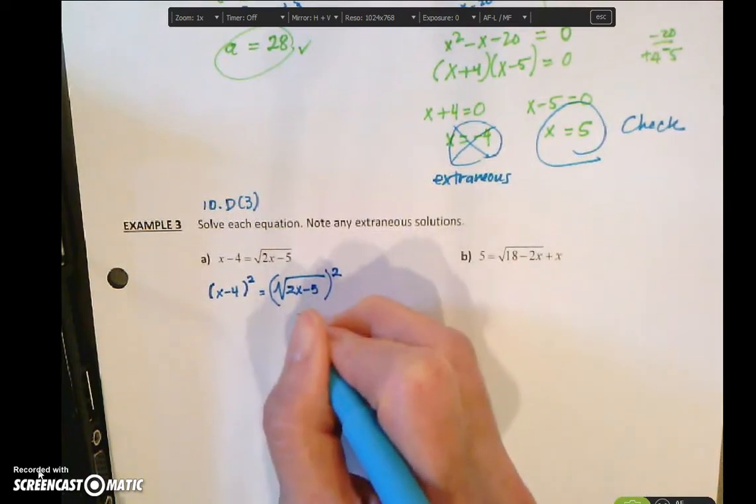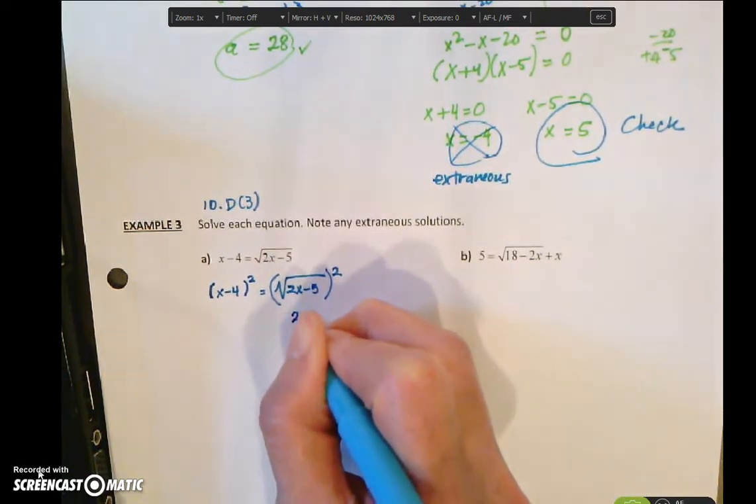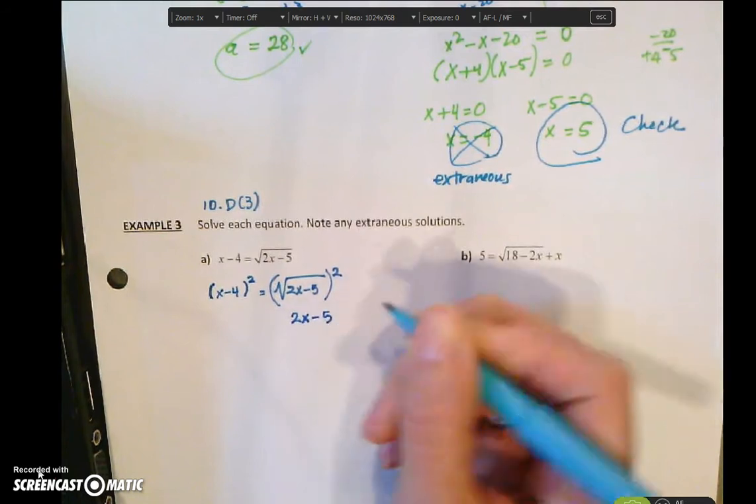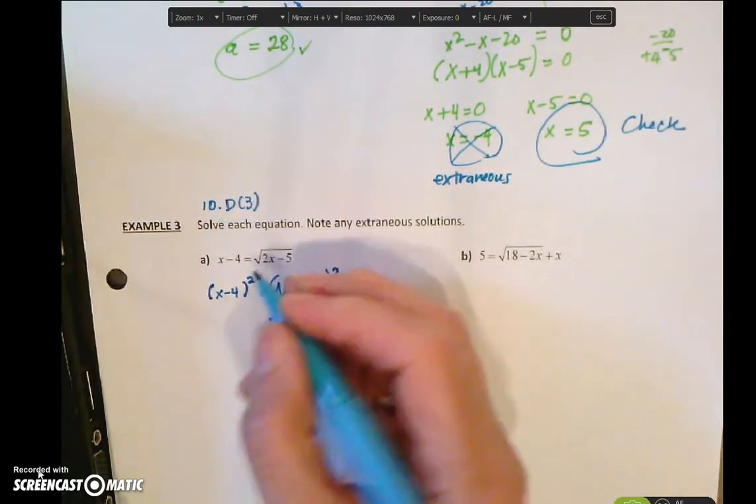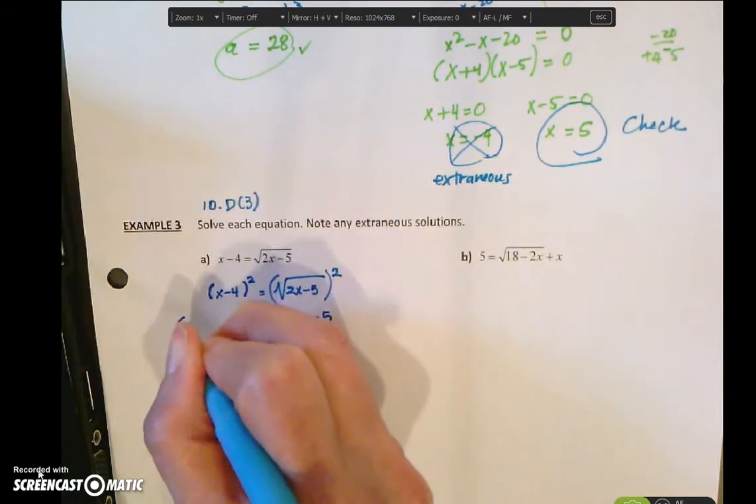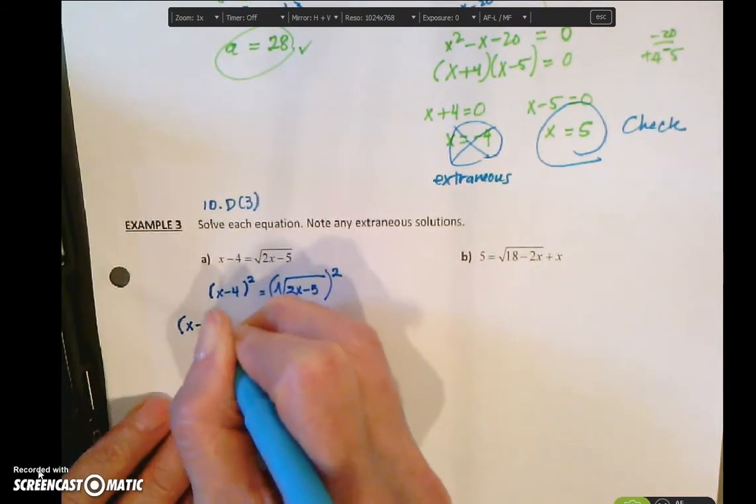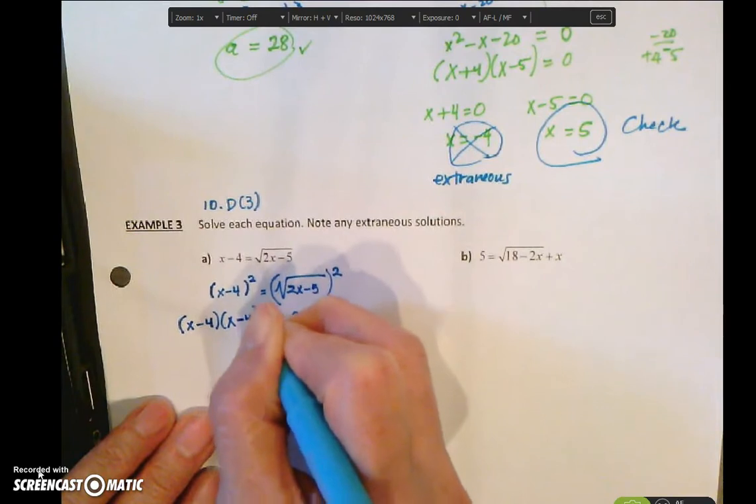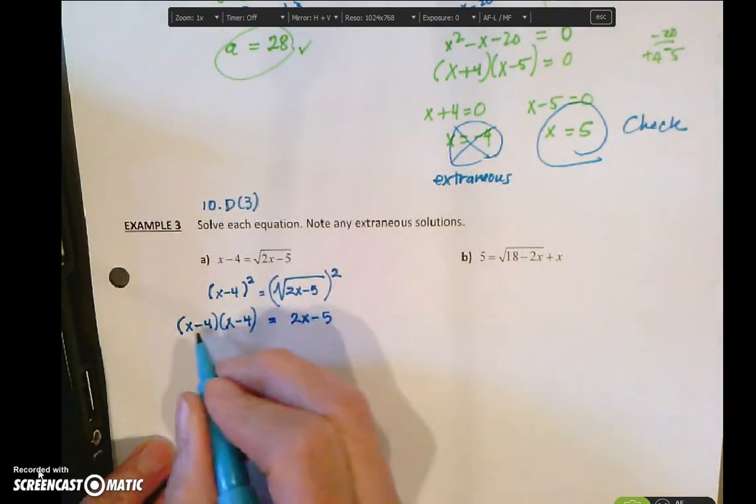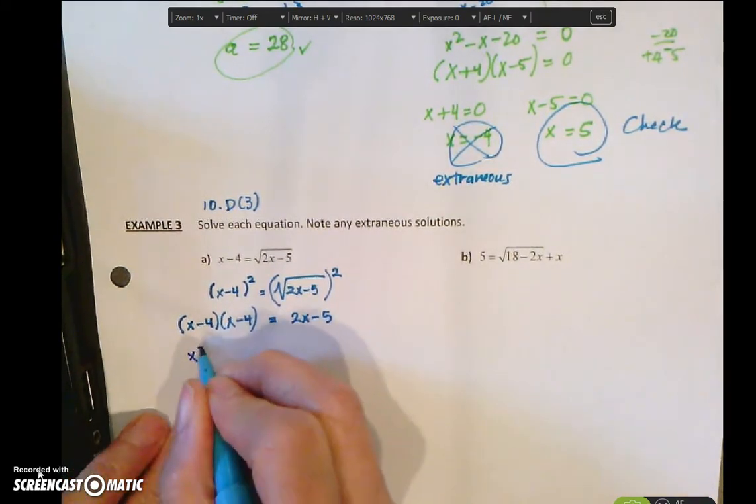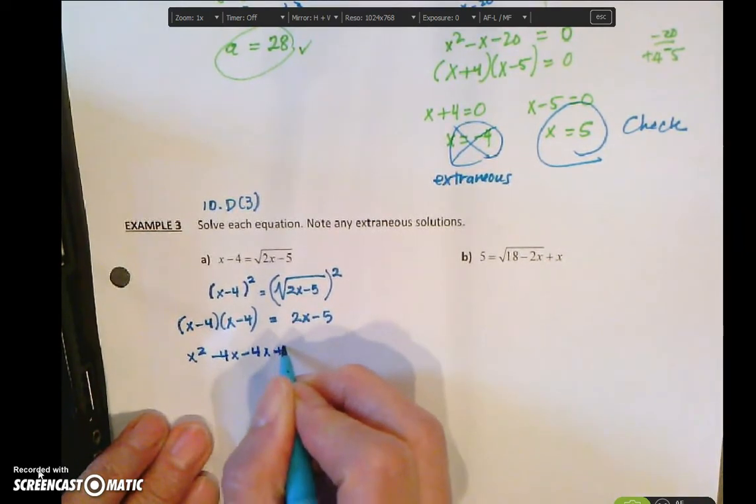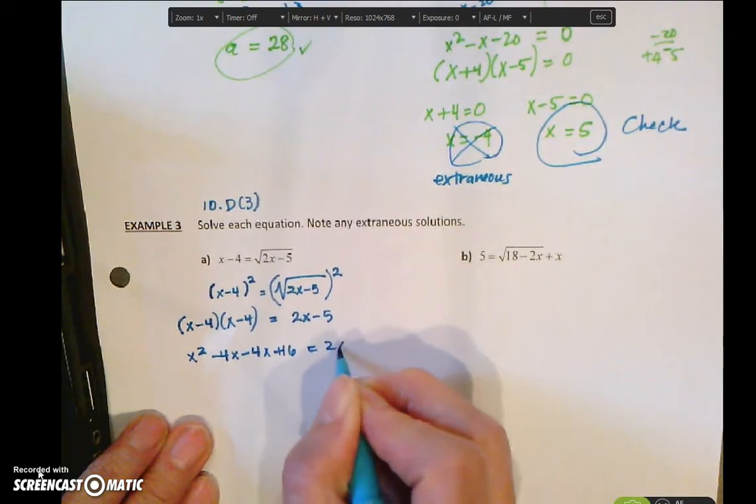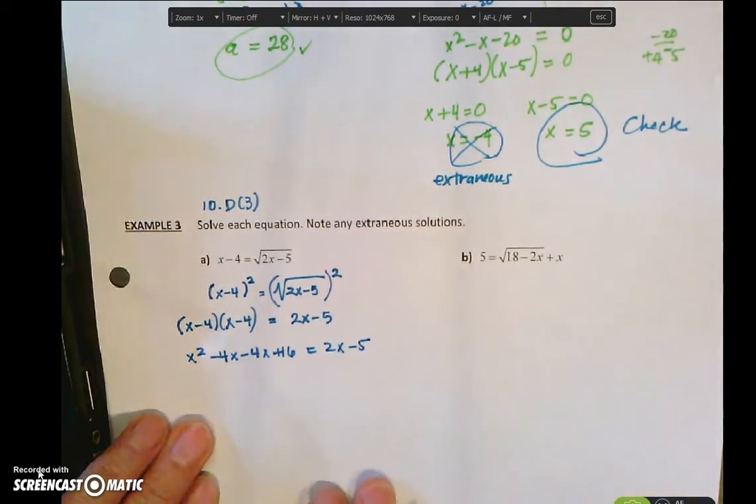When I square a radical, then this just comes out. So I get 2x minus 5 out right there. And now when I square x minus 4 to the second power, that means to take that whole parentheses times itself. And we're going to have to double distribute and get x squared minus 4x plus 16 is equal to 2x minus 5.